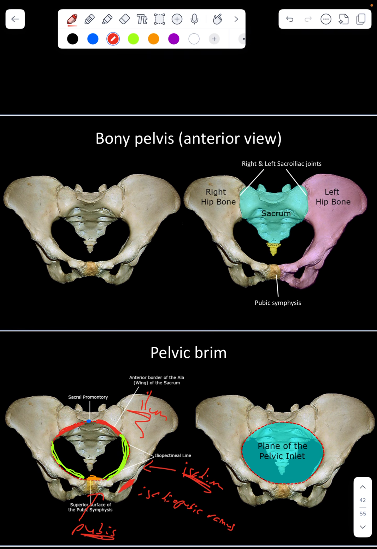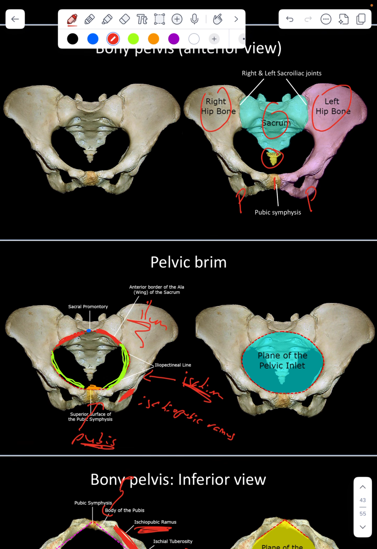So this is your pelvis, right hip bone, left hip bone. This is the sacrum in the back, coccyx. Pubic symphysis connects this pubis to this pubis. Where they join together is the symphysis.